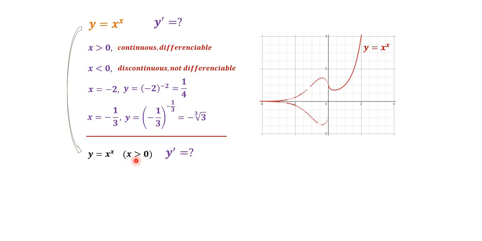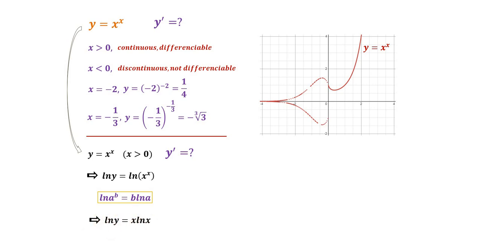So since x is positive, x to the power of x is positive, so we can safely take the natural log of both sides. That is ln y is equal to ln x to the power of x. Then we apply the rule ln a to the power of b is equal to b times ln a. So this equation goes to ln y is equal to x times ln x. Then we can differentiate both sides.